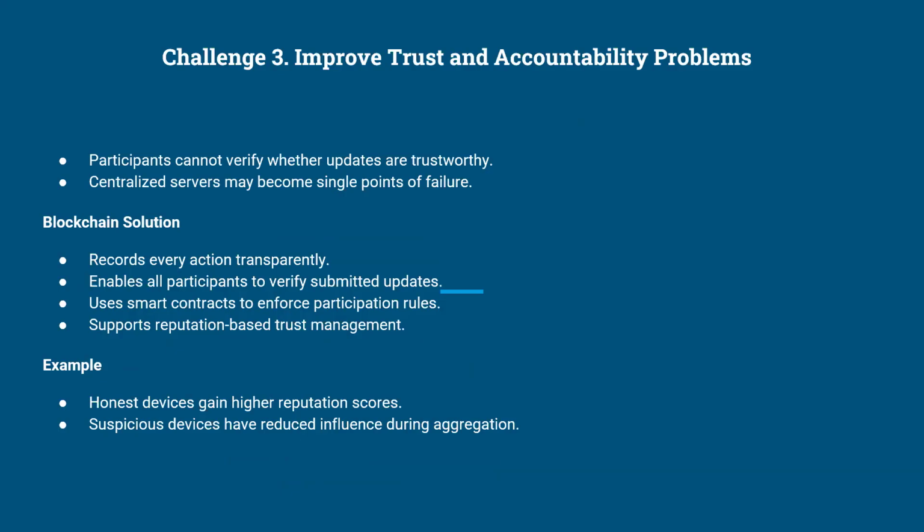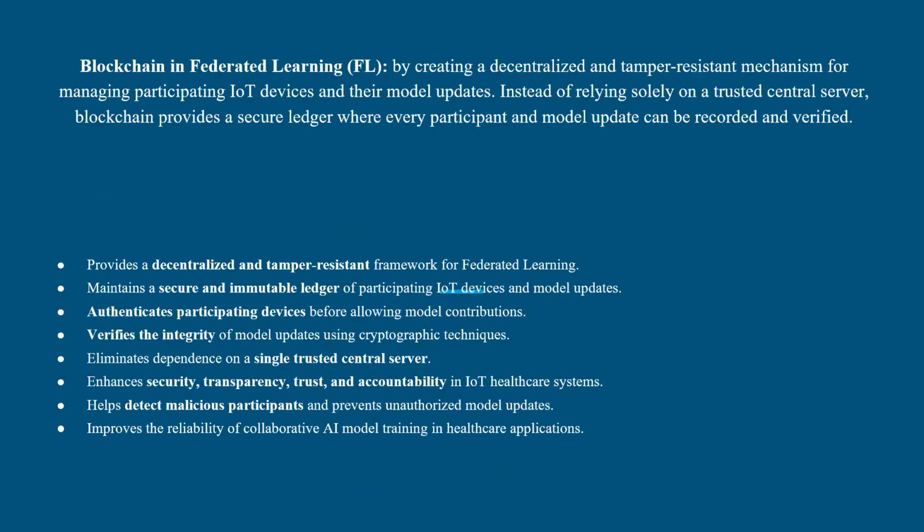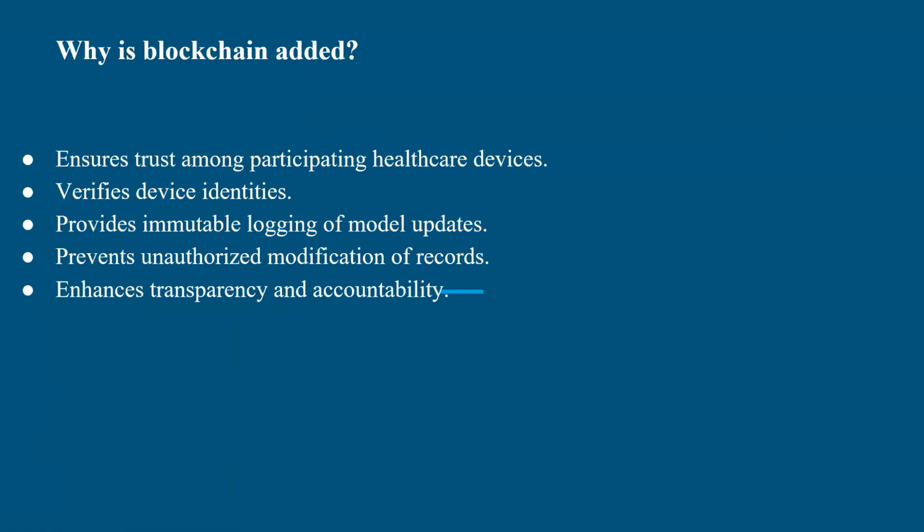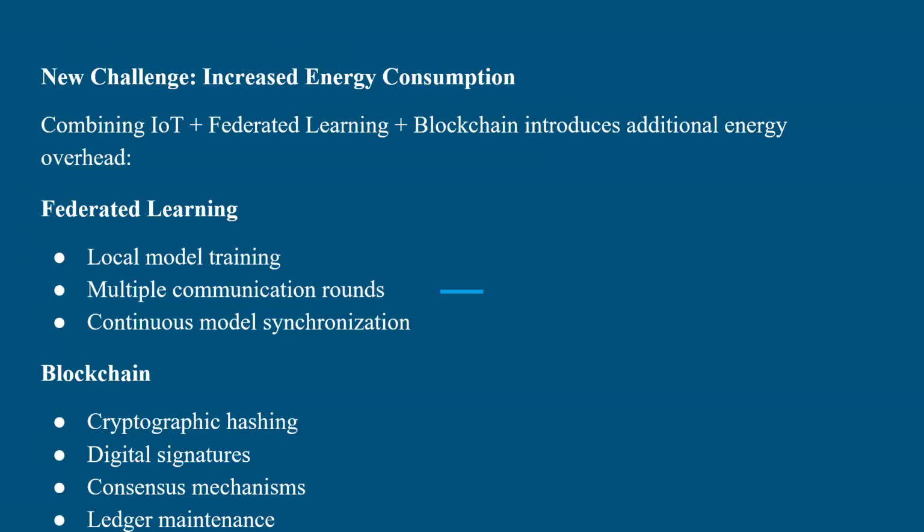Before that, this is actually the importance of the blockchain in federated learning. A combination of blockchain and federated learning is utilized in the case of IoT devices nowadays. Whenever we combine IoT devices, federated learning and blockchain, it definitely introduces additional overhead. That overhead will increase the energy consumption required for the particular devices.